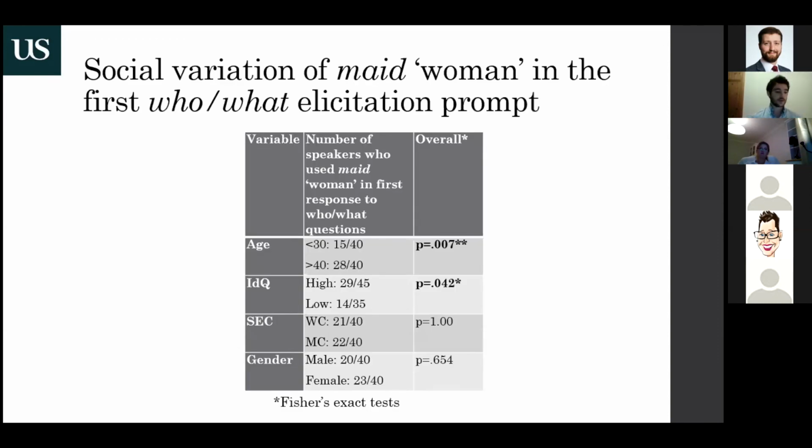Okay, so coming on to maid. So I look at the Anglo-Cornish sense here, which is woman. Now, overall, there was no variation that was statistically significant in terms of overall usage. However, what I did is I used the who, what elicitation prompts twice, and I coded for whether the responses were in the first response or the second response. And so dealing just with the first response here, we do see statistically significant variation with older speakers using the local sense more. And similarly with emit, we also see that speakers with a high identity questionnaire score use this local sense more than those with a low identity questionnaire score. And again, overall, there's no socioeconomic class or gender effect.